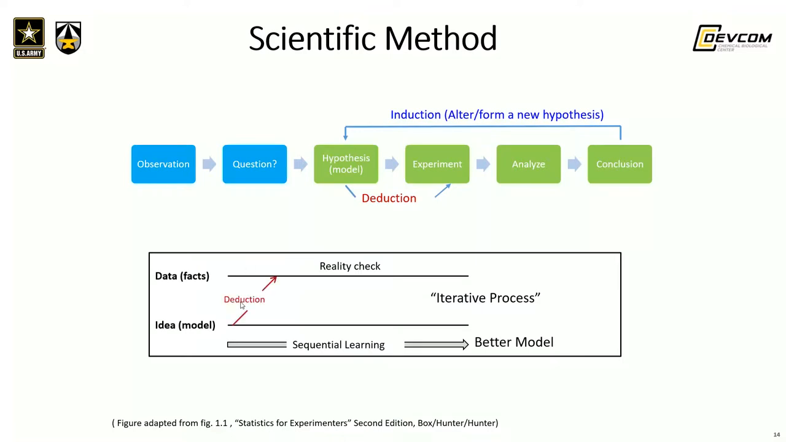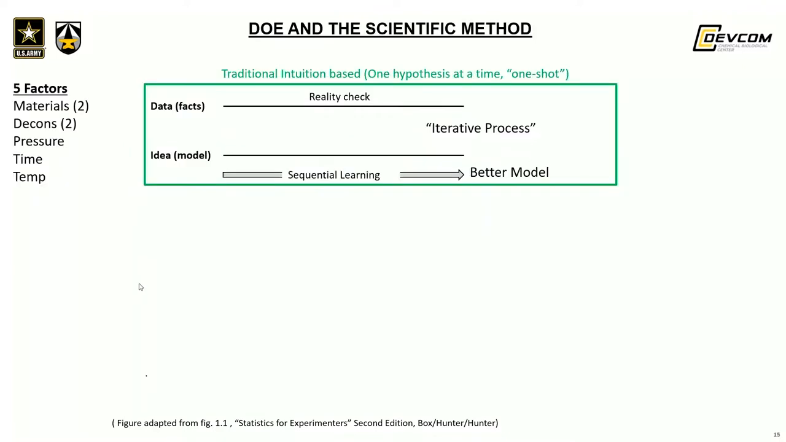You have a model, you go out and collect some data, you deductively reason what it should look like, it's a reality check, you get it back, and we're progressing from left to right with sequential learning. We're building a better model each time. That's the way it works in the ideal world. However, in reality, when we go one hypothesis at a time, I think it more or less works like this.